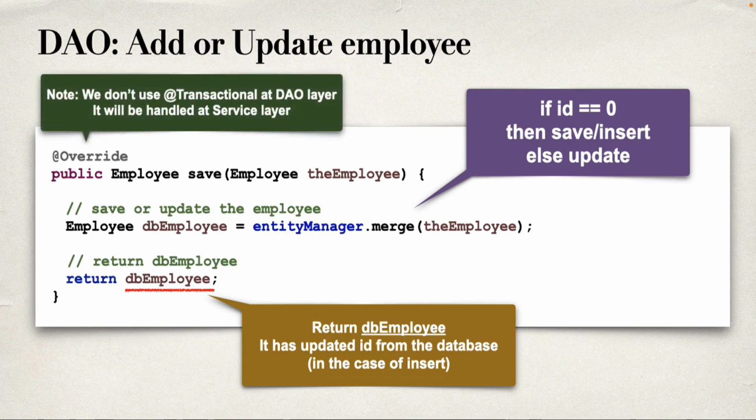Also, notice here at the top, we don't use the transactional annotation at the DAO layer because this will be handled at the service layer. So again, remember, when you're making use of DAOs and services together, the best practice is that the DAO does not handle the transactional, instead it's managed at the service layer. And we'll see more examples of this as we get through the coding process.